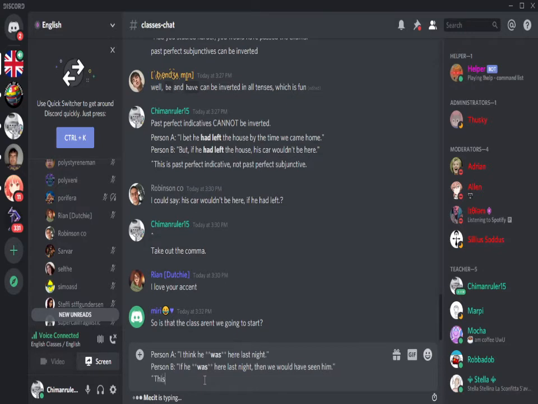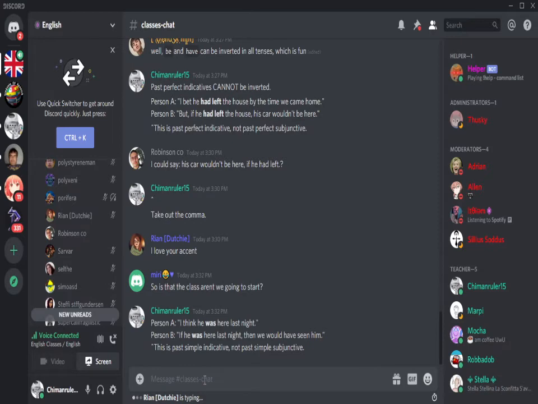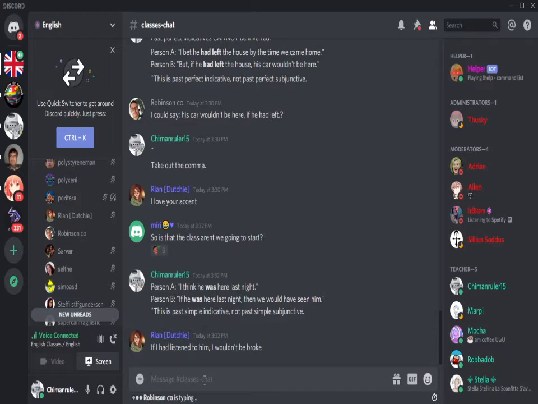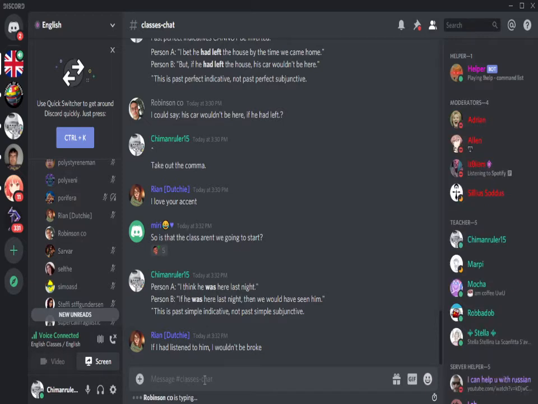So in this example, okay, so here I have another example. Person A says, I think he was here last night. But person B says, if he was here last night, then we would have seen him. So this is an indicative, not a subjunctive. And it's indicative because we're operating under the assumption that someone was there last night. So we're considering that as a true situation. So it's not counterfactual, if that makes sense.